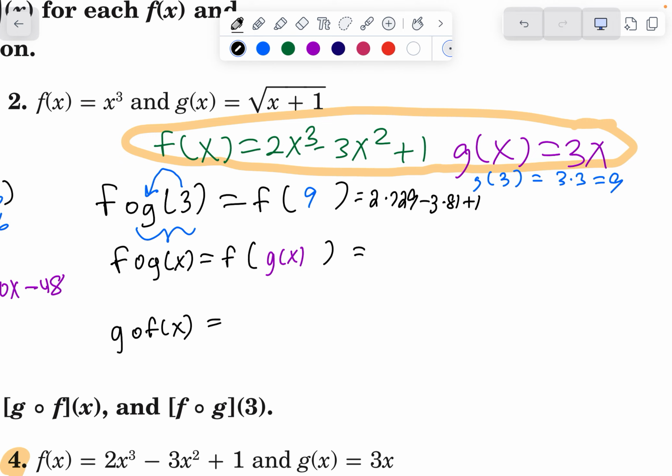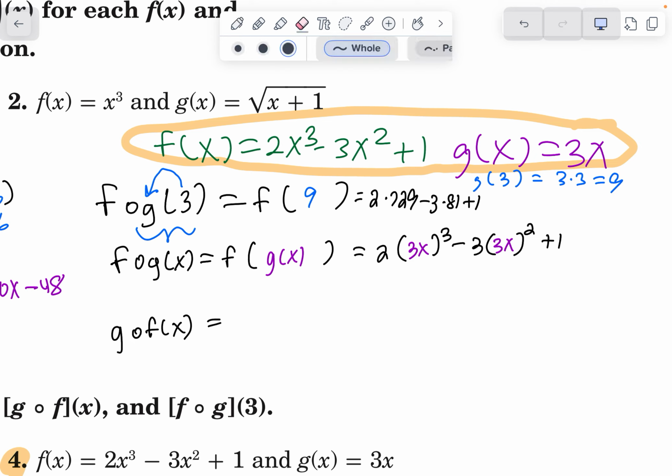So it's 2 times 3x cubed minus 3 times 3x squared plus 1. And then we would reduce it down, okay? Now make sure when you follow order of operations, if we have time, I'll do it, but right now, let's just look at the difference.